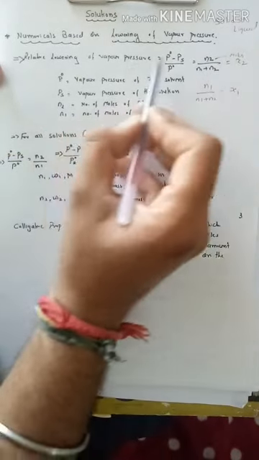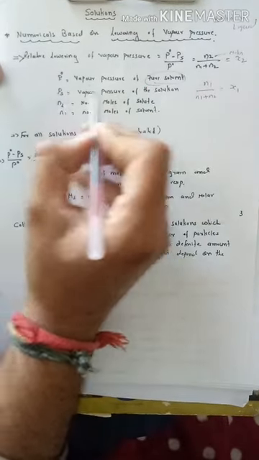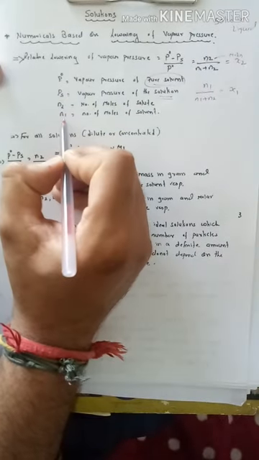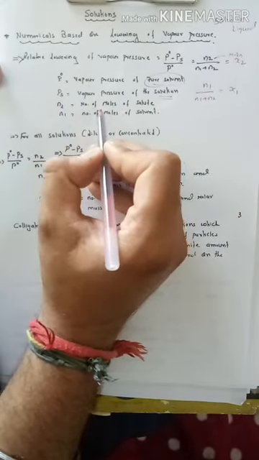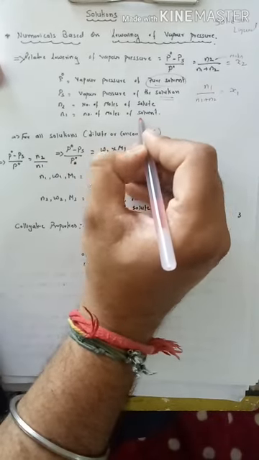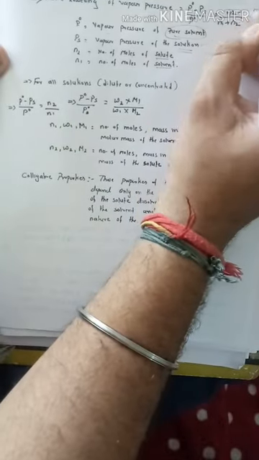Here P naught is the vapor pressure of the pure solvent. Ps is the vapor pressure of the solution. N2 and N1, what makes the difference? N2 is the number of moles of solute and N1 is the number of moles of solvent. So solvent, solute and solution. This is based on the solid in liquid.